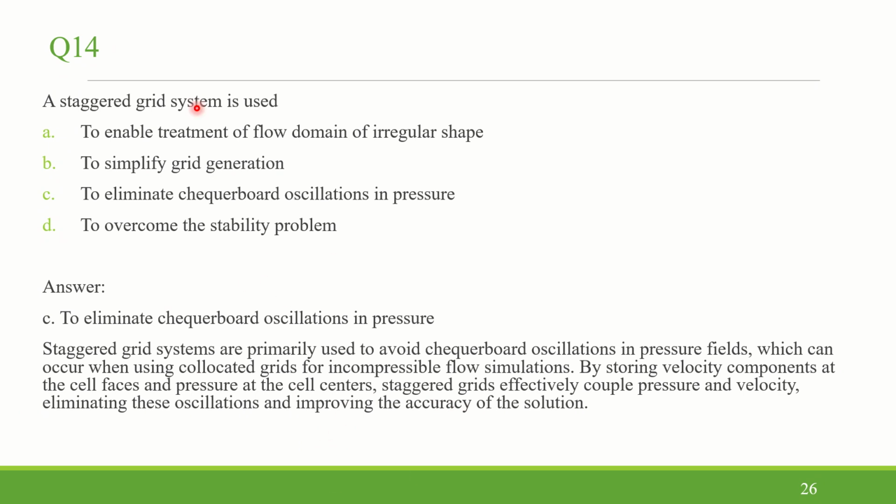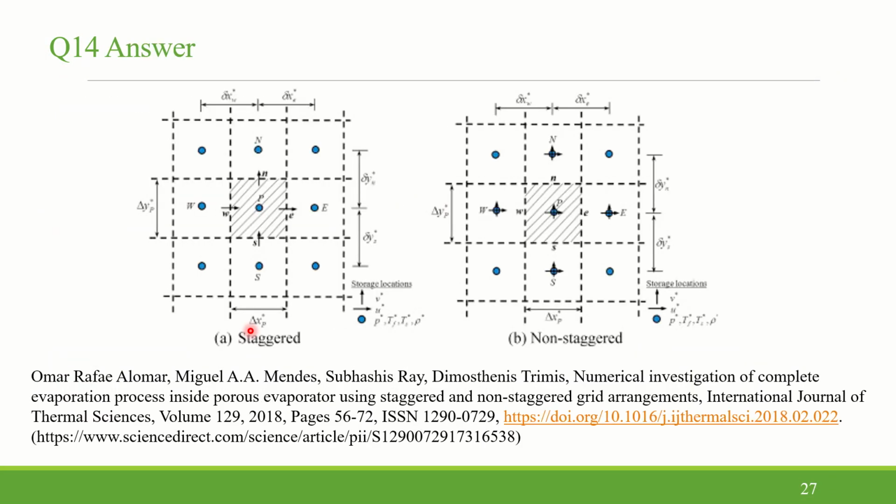So that is the case. A staggered grid system is used to eliminate checkerboard oscillations in pressure. So this is the staggered grid, wherein we are able to see that we are calculating the pressure at cell centers and velocity at the cell faces or cell edges, midpoint of these.